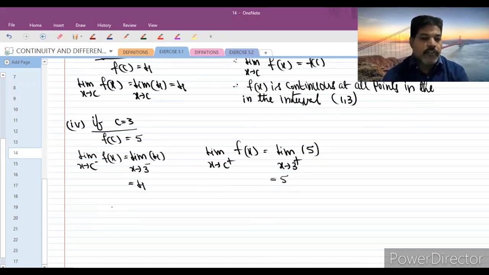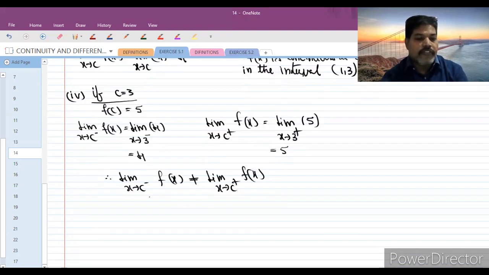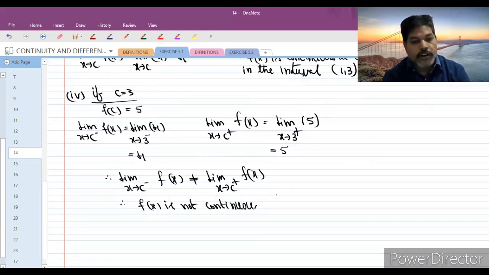So the left hand limit, what we can conclude is that the limit as x approaches c from the left of f of x is not equal to the limit as x approaches c from the right of f of x. So therefore f of x is not continuous at x is equal to 3.